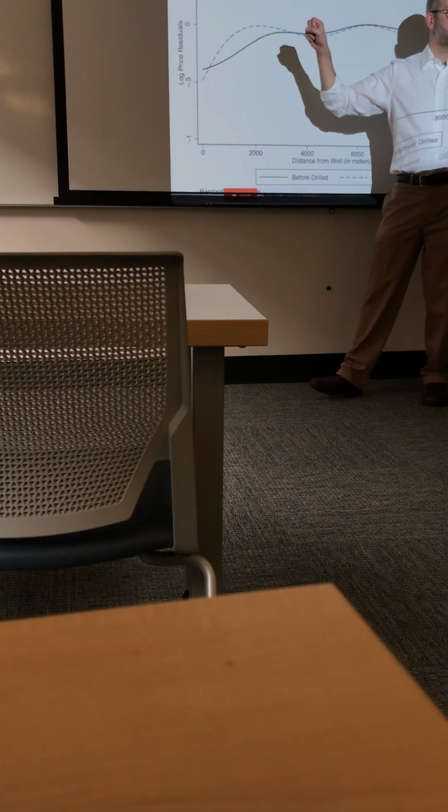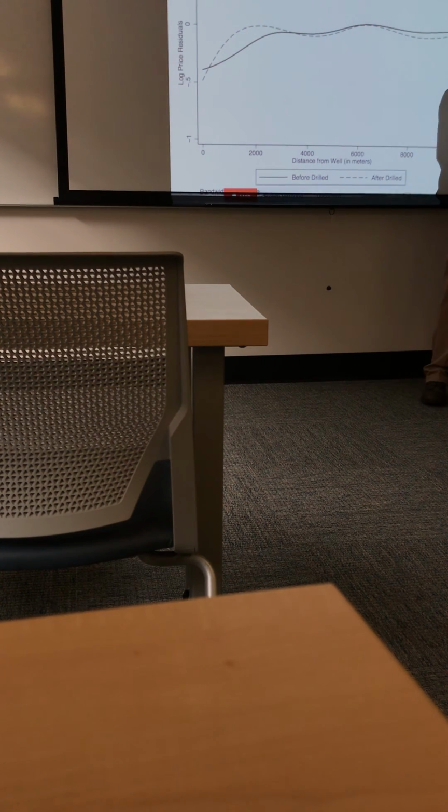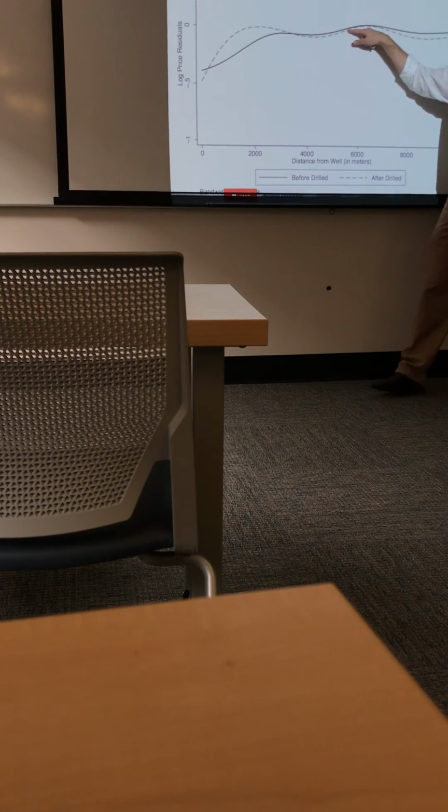Okay, so here's what happens if you just look at raw data, and I think this is really compelling. This is basically the house price with the attributes of the house pulled out. You run a regression first on house attributes, take all the coefficients, take the residuals from that regression and plot them. This is the price before they drill the well.